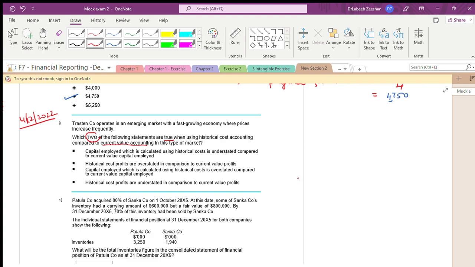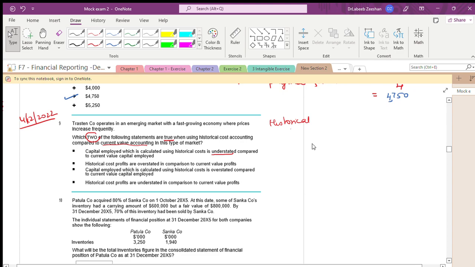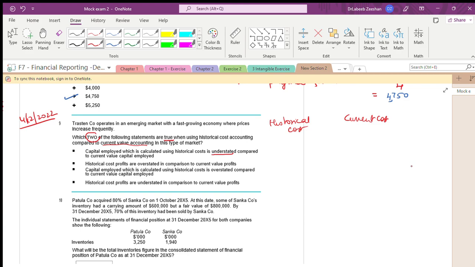Capital employed, which is calculated on the historical cost, is understated. Is it right? See the things. Historical cost, and this is current cost. Definitely current cost will be more. Because of what? The reason is current cost means the current value. Current cost is nothing but the current value as such.